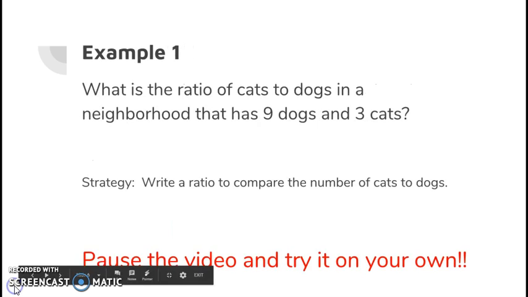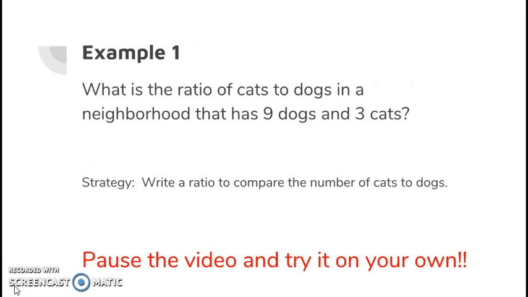Your first example is going to be: what is the ratio of cats to dogs in a neighborhood that has 9 dogs and 3 cats. Be very careful here that you're comparing the order that the question is asking you for. What happens is they may put the information in there in a different way, such as this problem. So be very careful and take your time to read the question that it's asking. Pause the video and try it on your own.